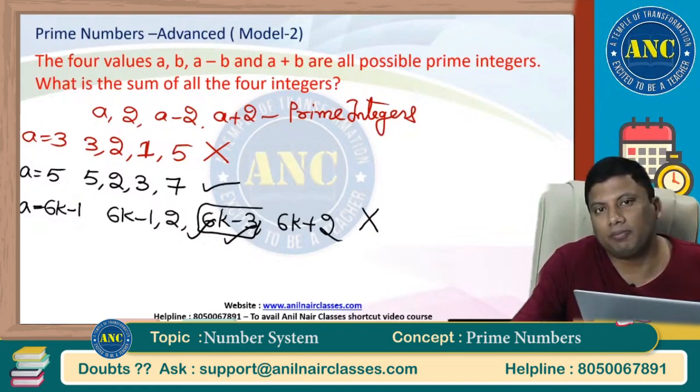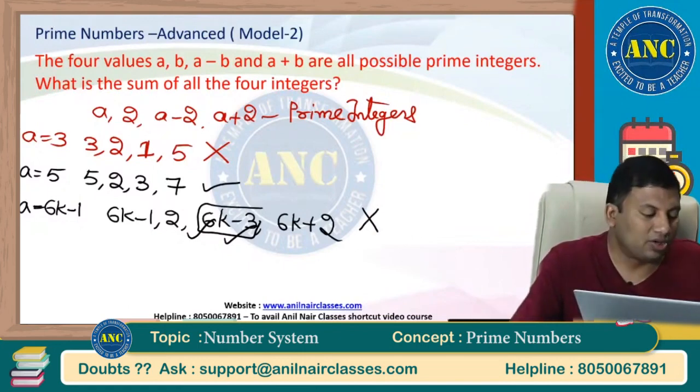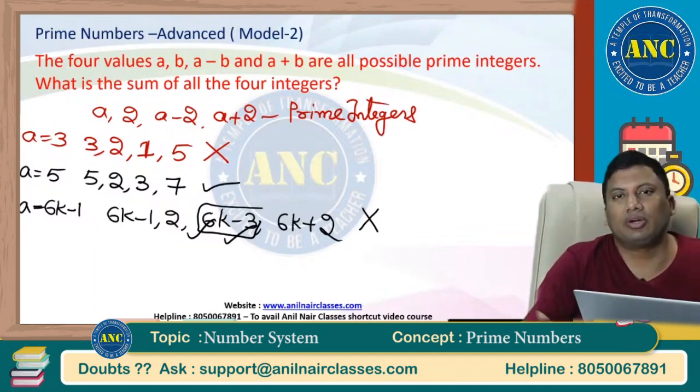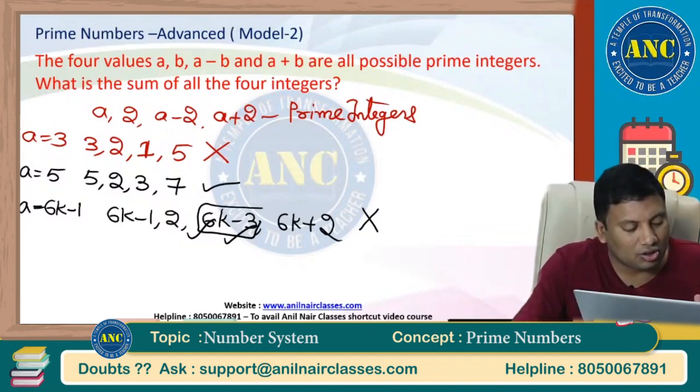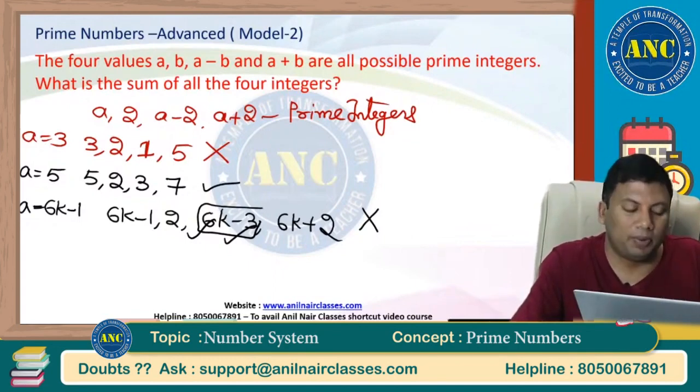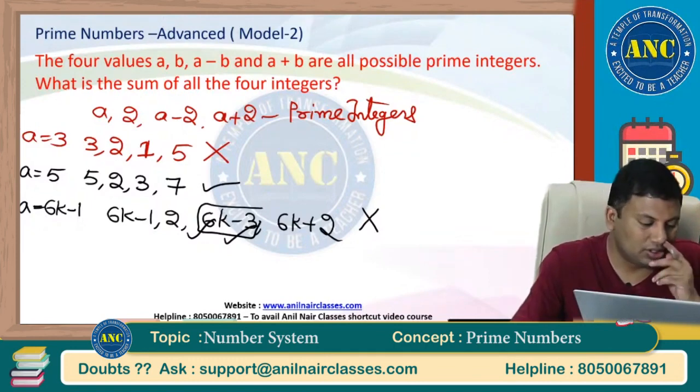Any prime number after 5 could be 6 into 2 minus 1, 6 into 3 minus 1, 6 into 4 minus 1. There exists no prime number other than 5 of the form 6k minus 1 which will make this quadruple of prime numbers, A minus 2, 6k minus 3. It is divisible by 3.